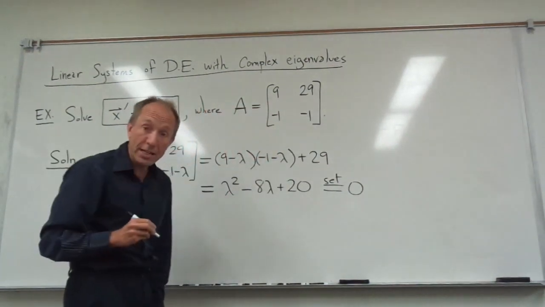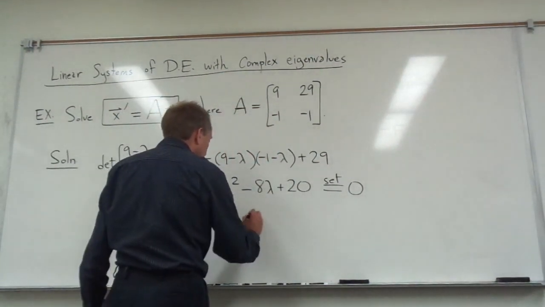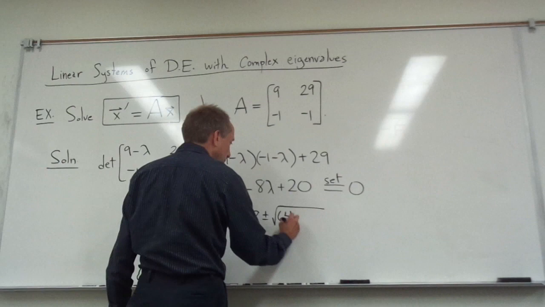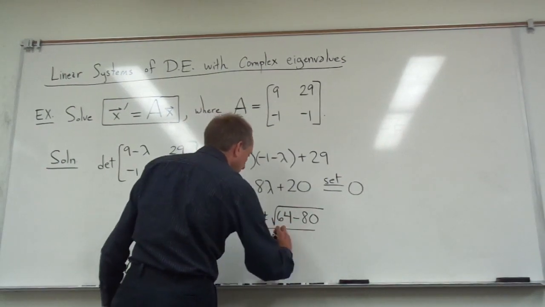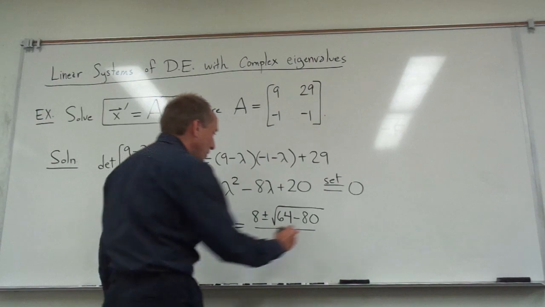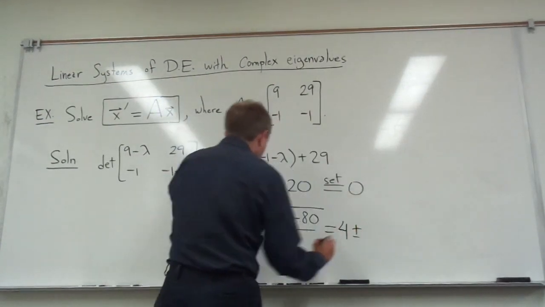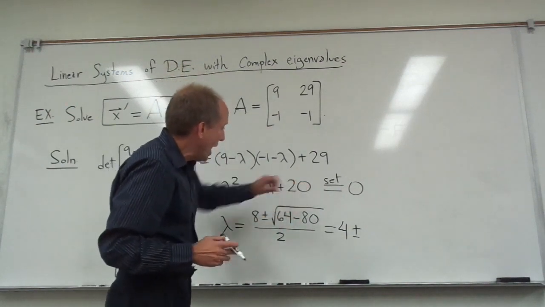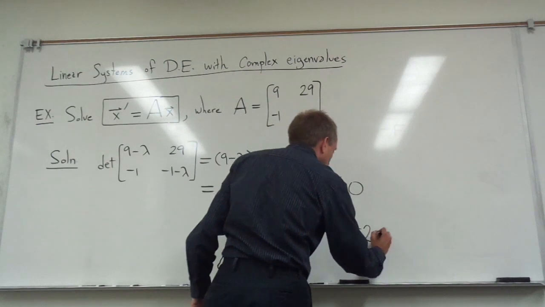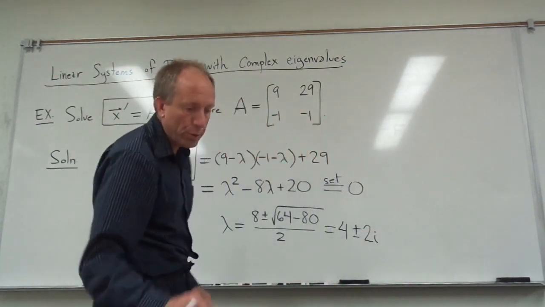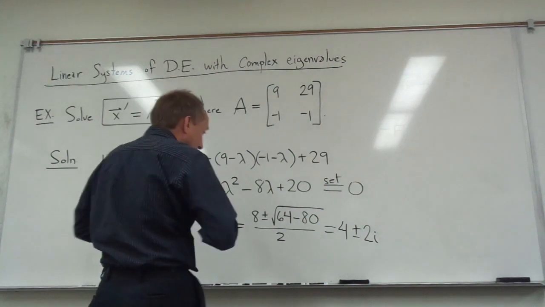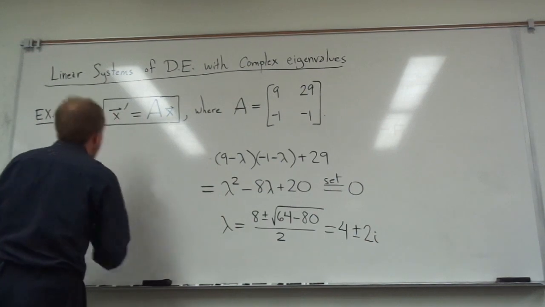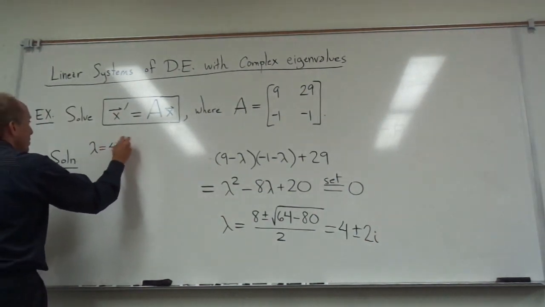And this does not factor nicely, so I'm going to just use the quadratic formula to get the roots, and the roots will be 8 plus or minus the square root of 64 minus 80, all divided by 2. And if we simplify that, I have 8 over 2 is 4, and this is the square root of -16, which is 4i, but I'm dividing that by 2, so I'm going to end up with 2i. So the eigenvalues are 4 plus and minus 2i. All right? Let me take off this calculation now and just put the lambdas here. 4 plus or minus 2i.